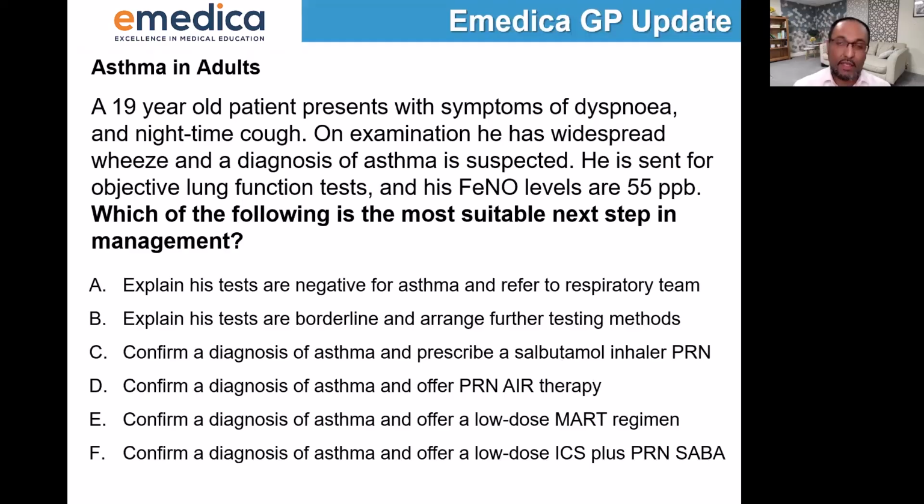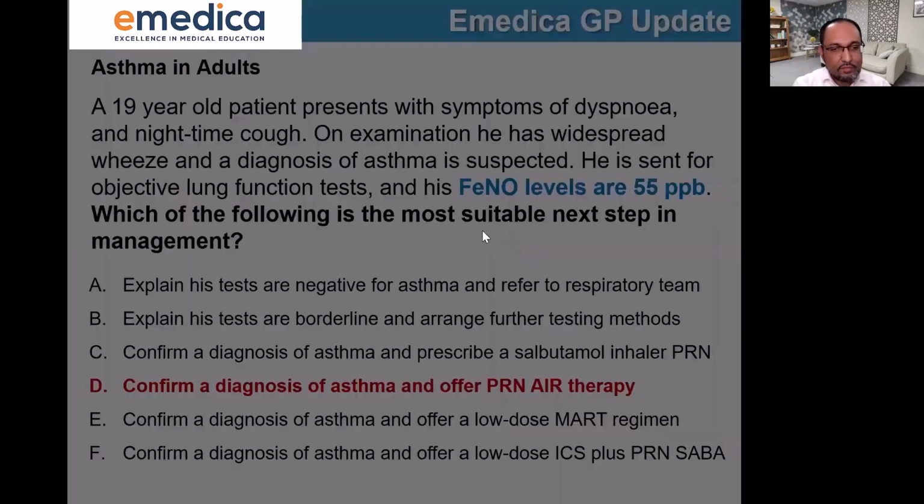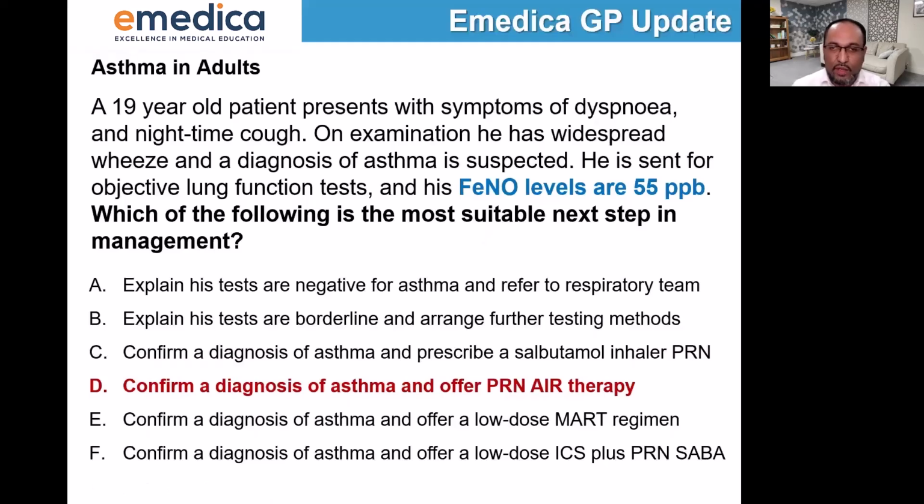The new threshold is 50. It was 40 in the old guideline. For adults, it's now 50. Okay, so the correct answer is D. We've got enough to make a diagnosis, so that's the first part. So we can eliminate these two. Well done. So we confirm a diagnosis. And then the first step is to offer PRN AIR therapy. Okay, so let's do the next question, and then I'll go through this guideline.